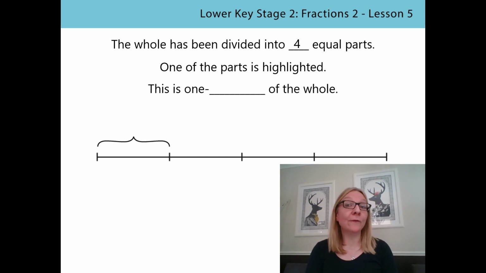Well done if you put 4. One of the parts is highlighted. This is blank one of the whole. Your turn. Well done if you said 1/4. Should we say that all together? The whole has been divided into 4 equal parts. One of the parts is highlighted. This is 1/4 of the whole.